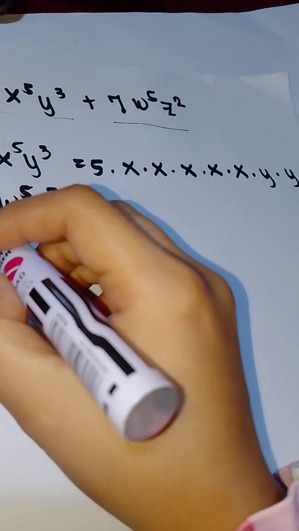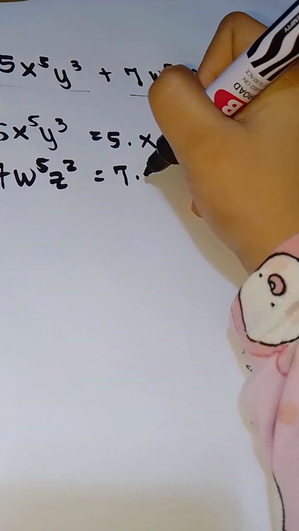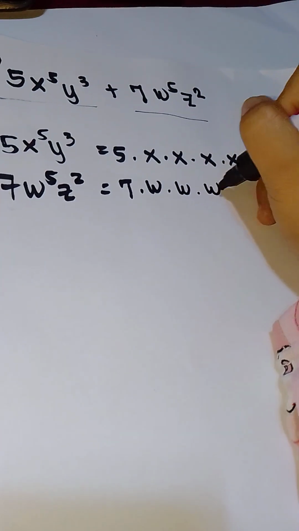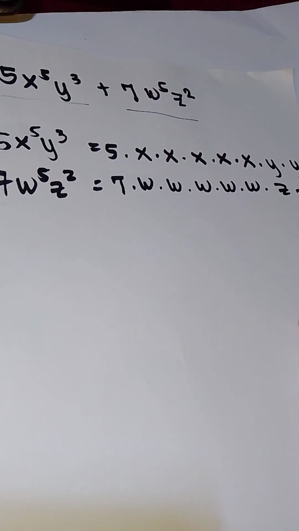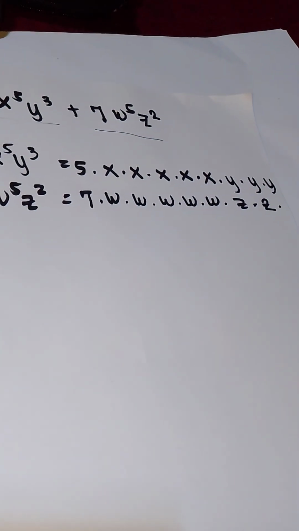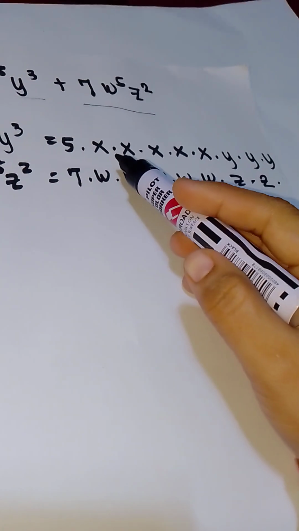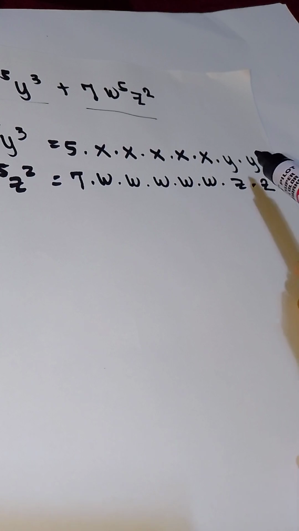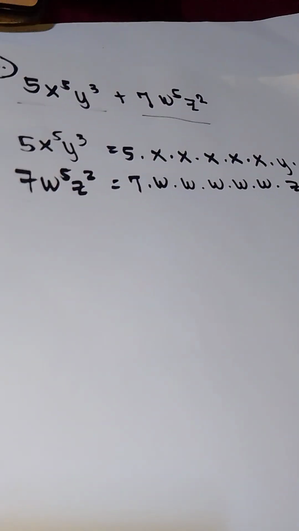So we have 7, which is already a prime factor, so we have 7w raised to the power of 5, so we'll write w 5 times and z 2 times. As you can see here, the numbers and the variables don't have a common factor, right? X is not the same as w or z, and y is not the same as w or z. So this is not possible to factor.